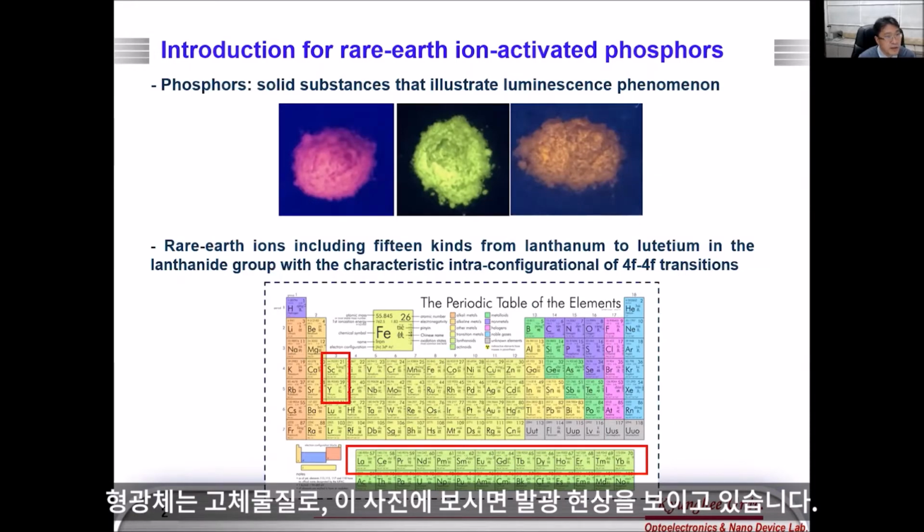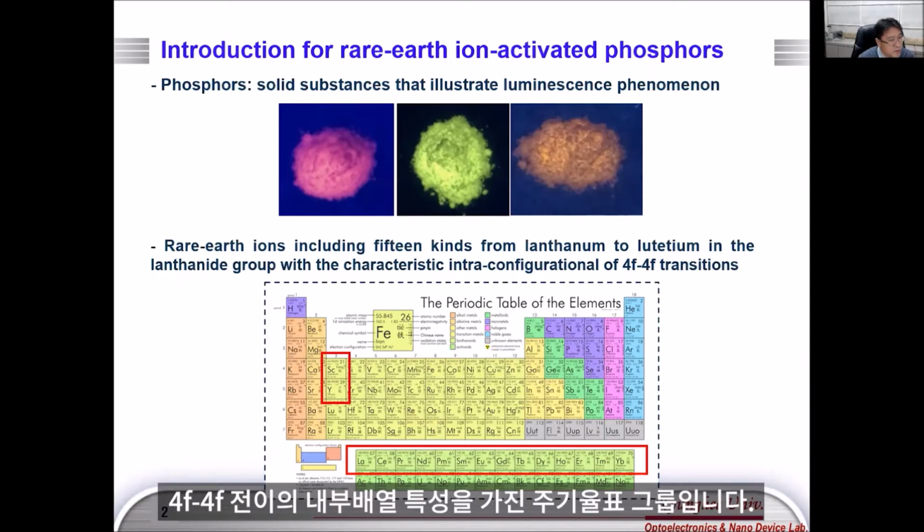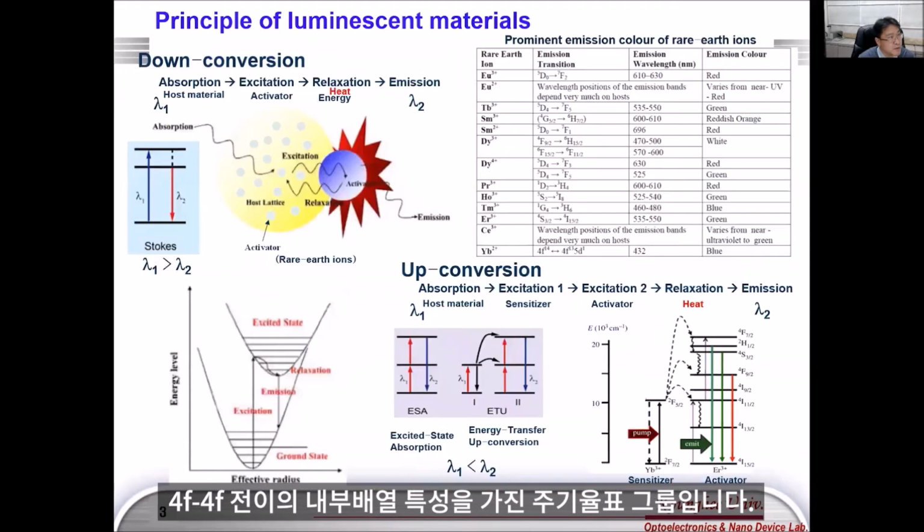Phosphors are solid substances. This illustrates the luminescent phenomena in these pictures. Rare earth ions include 15 kinds from lanthanum to lutetium. This group has the characteristic intra-configurational 4f transition in these periodic tables.